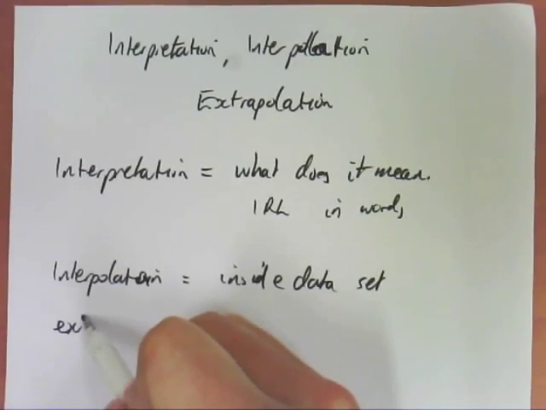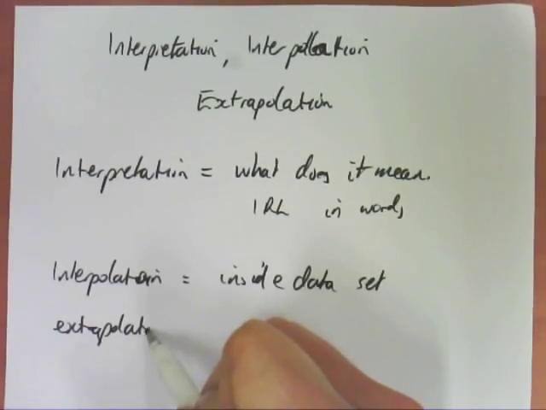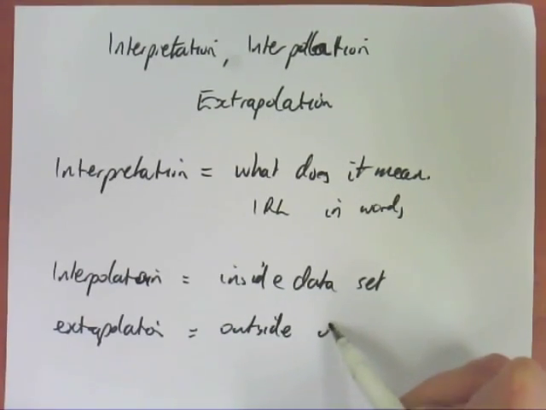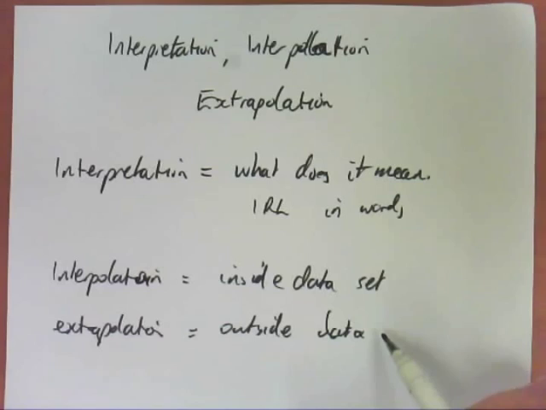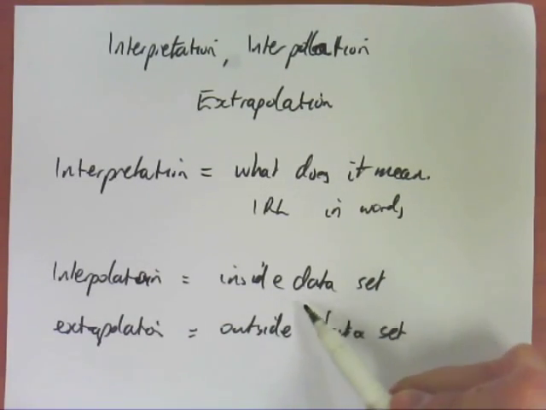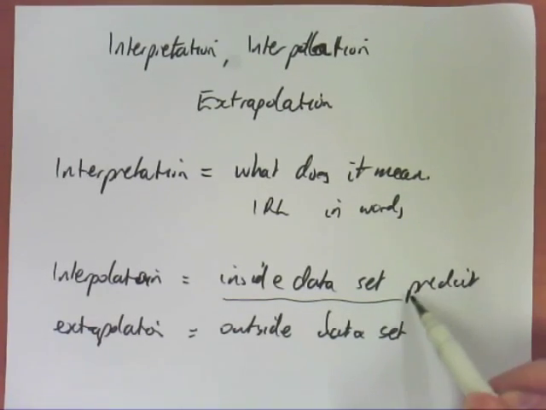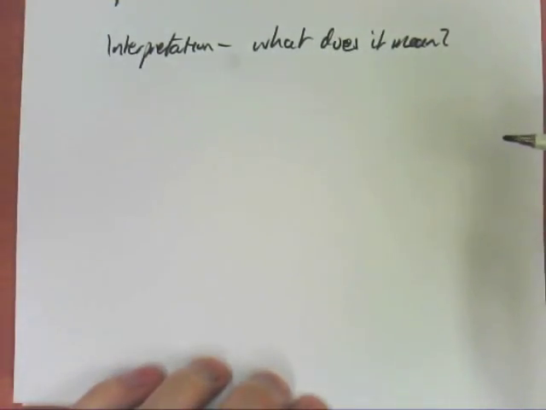And extrapolation is outside our data set. So what those two mean is that you use the equation you've got to predict what something is, inside our data set or outside our data set, and I'll do it. Okay, let's start with interpretation.